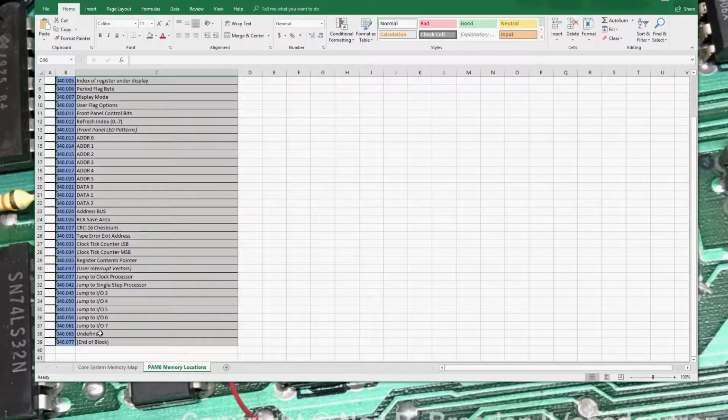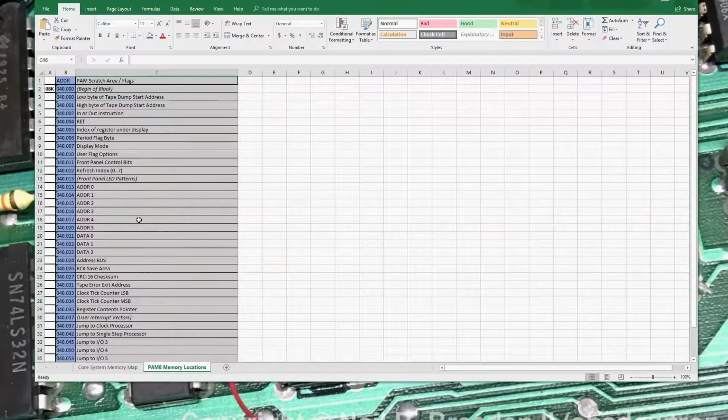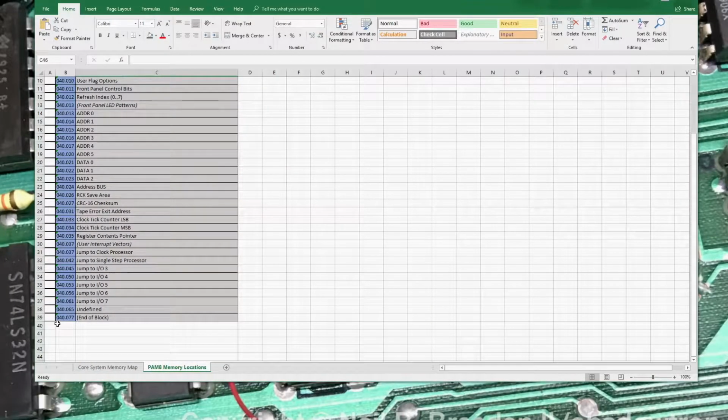There seem to be some bytes here at the end that are undefined, but PAM 8 basically reserves the space from 040000 to 040077. And then, of course, the next address in the chain would be 040100, which is, again, where the user programs begin. So this makes a lot of sense.